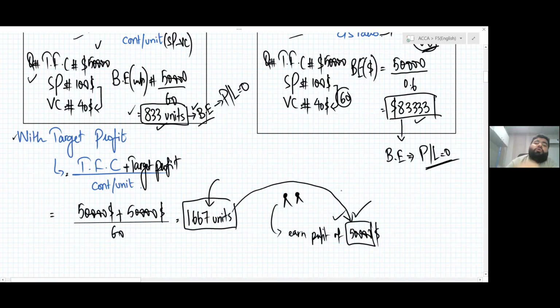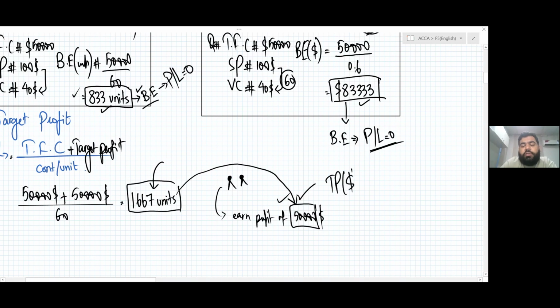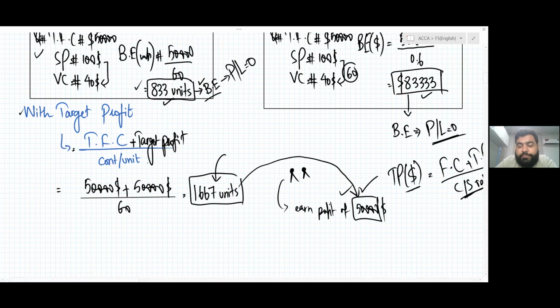Because the game is not to reach the break even point, the game is to earn the profit, and a profit of 50,000 can be earned if the business is selling 1667 units. So in case of target profit, just add this profit to the fixed cost. Same in the revenue case, if they want you to calculate the target profit in revenue, the formula will be the same: break even fixed cost plus target profit divided by, obviously in revenue, so in the denominator, not contribution per unit, you have to write the contribution to sales ratio. Is that clear, students?